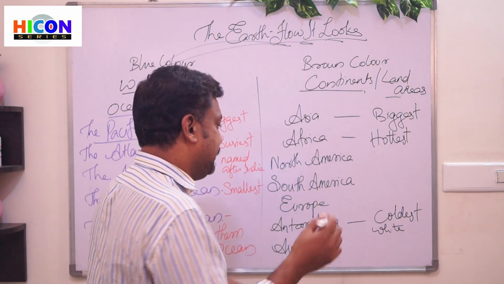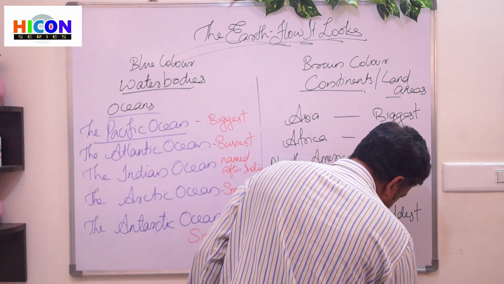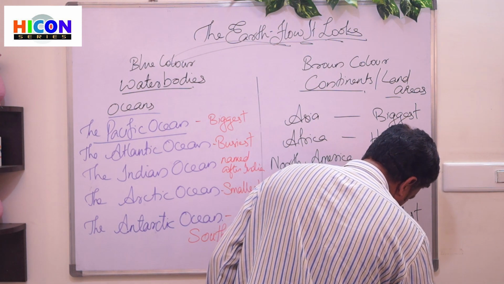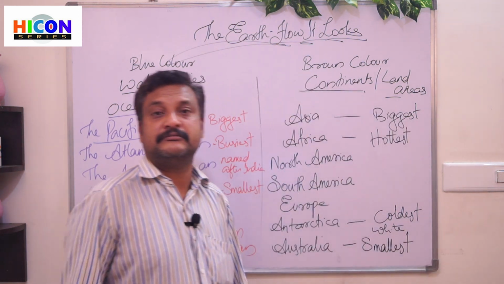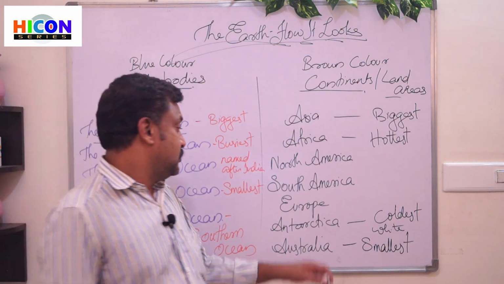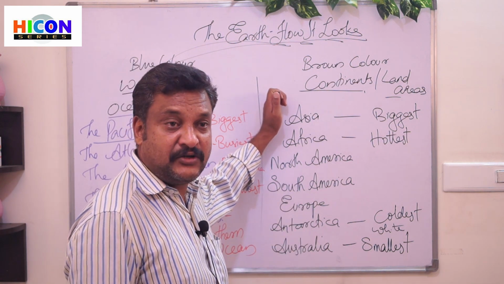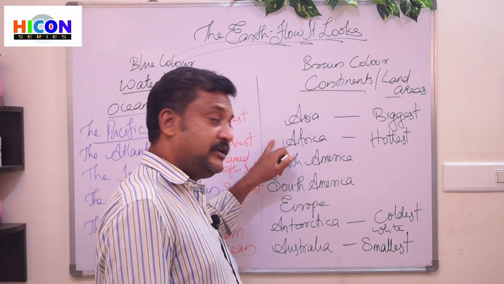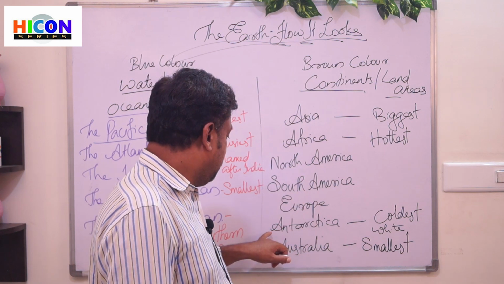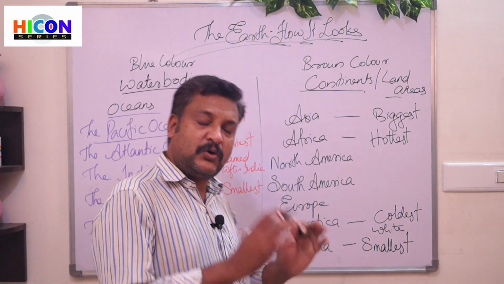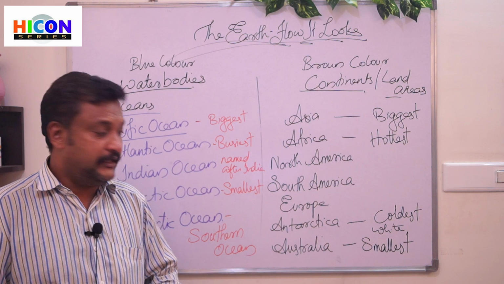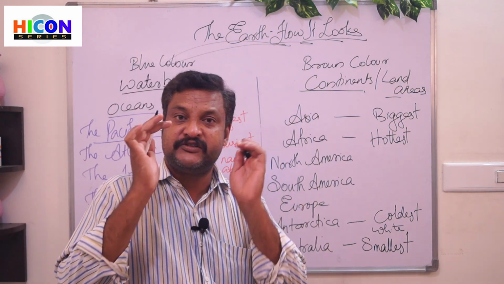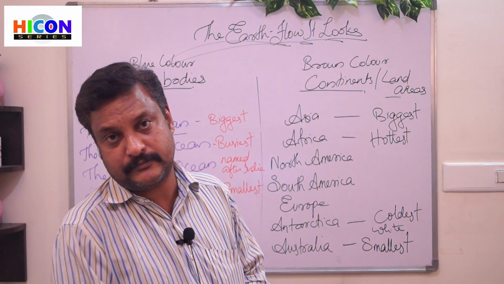And Australia is the smallest continent, right? So Asia is the biggest continent, Africa is the hottest continent, then Antarctica is the coldest continent, and Australia is the smallest continent.